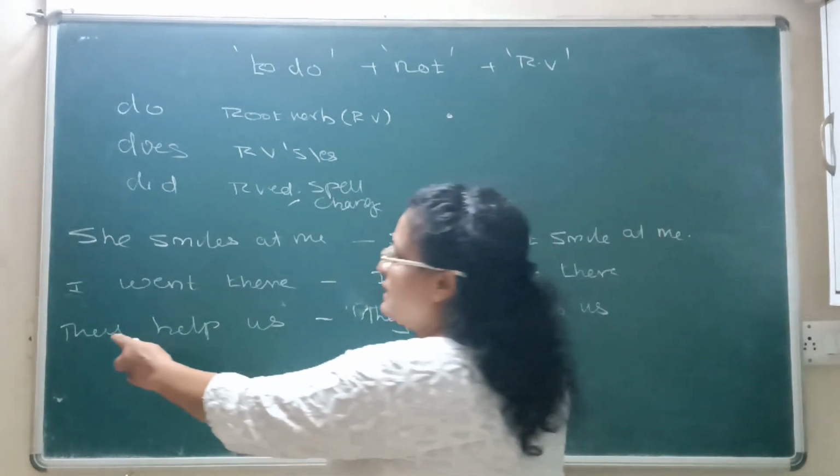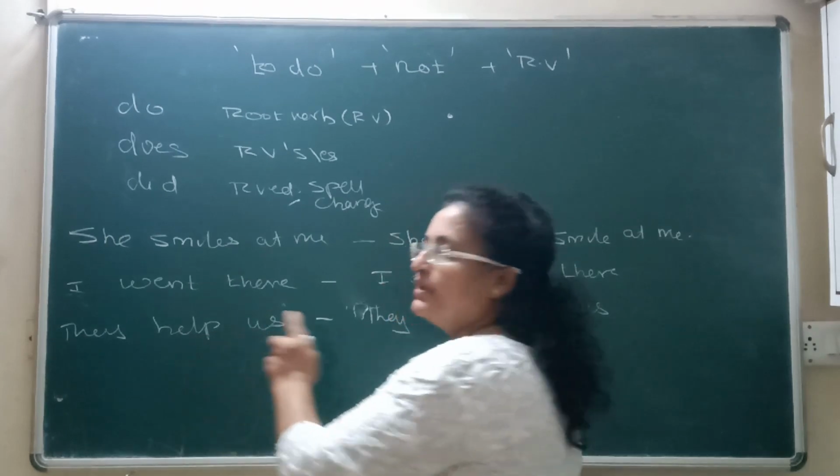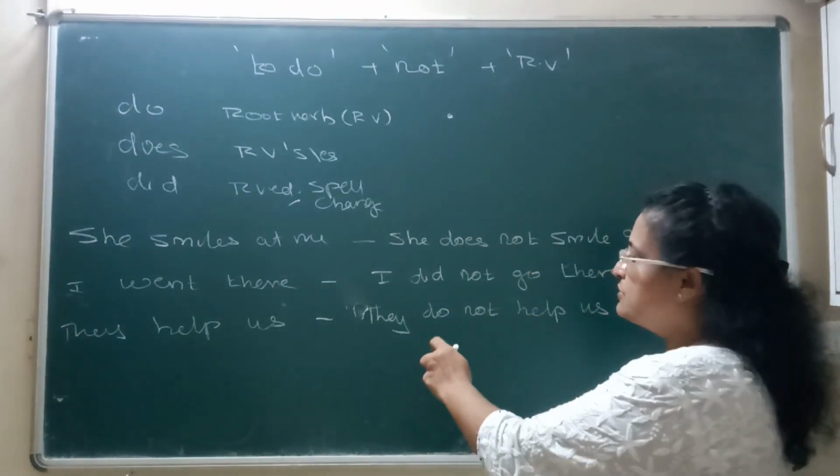See the third sentence. They help us. Help is given in the root verb form. So you are going to use do.